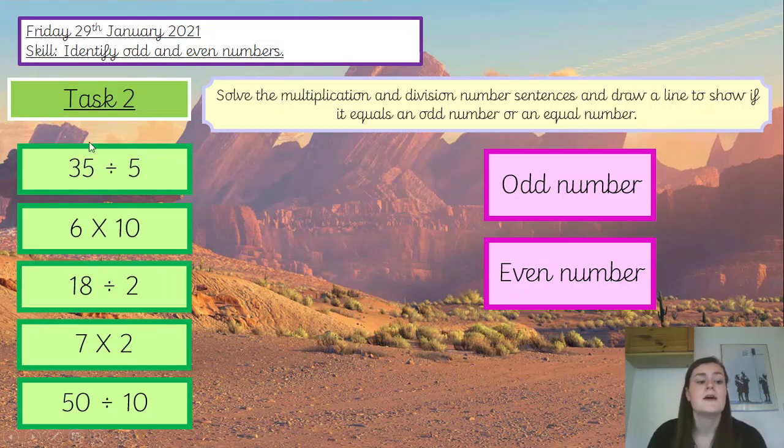So you need to copy down 35 divided by 5 and you can work it out. You can use your resources, you can use the methods that we've been practicing in school, or if you know the answer, that's fine too. You can figure out, is that an even number or an odd number, and draw a line to whichever you think. So pause the video and have a go at that challenge now.